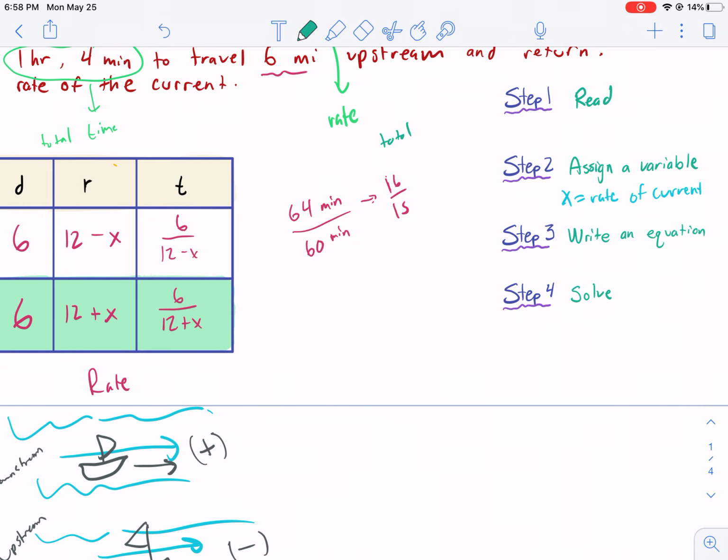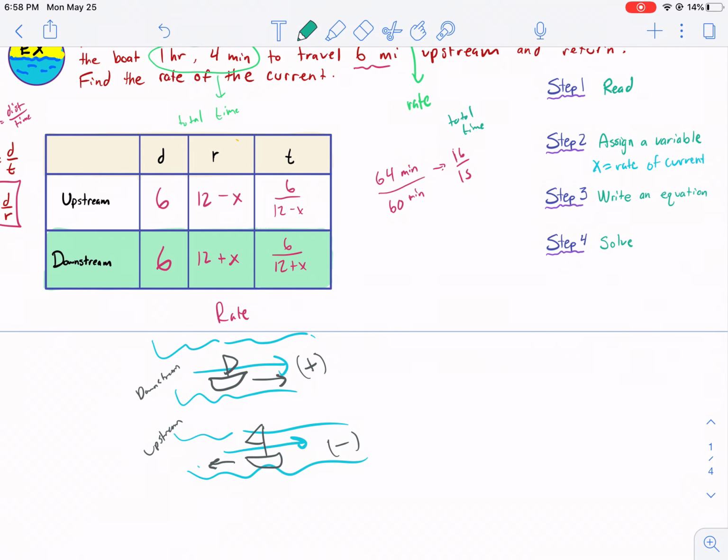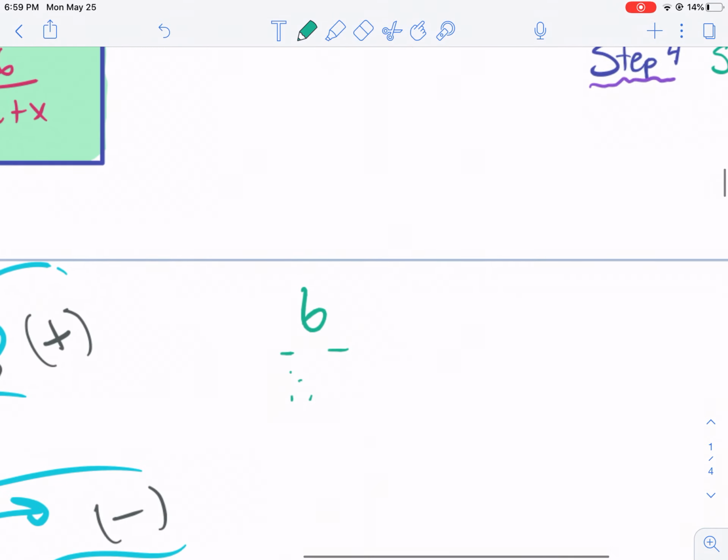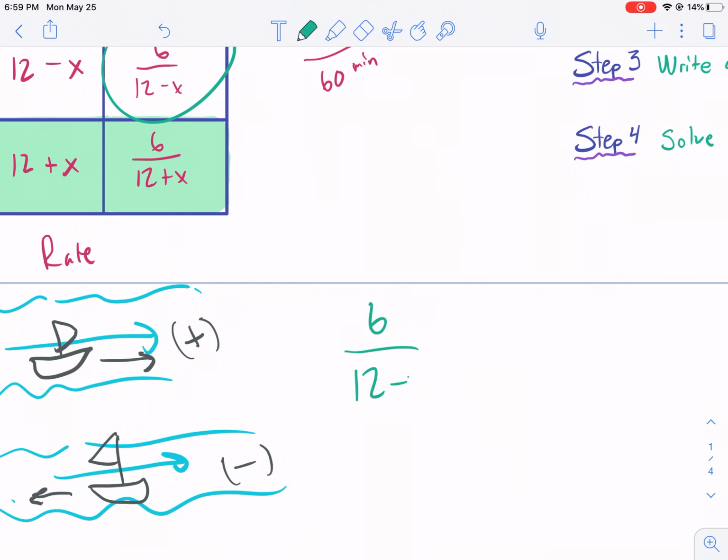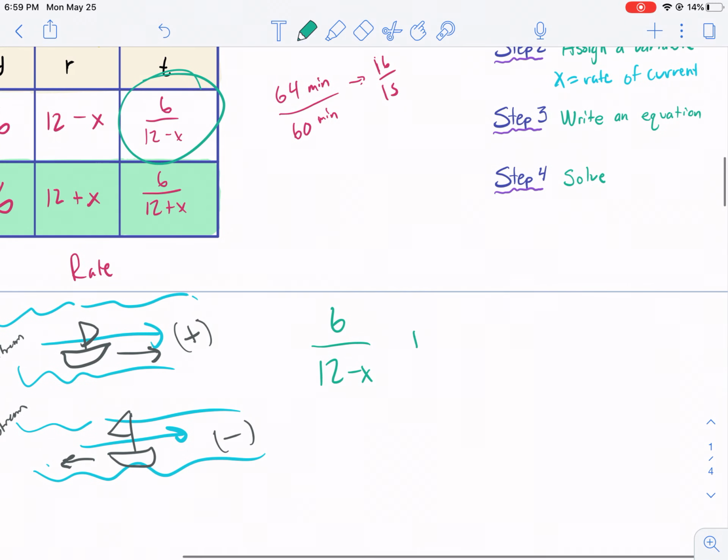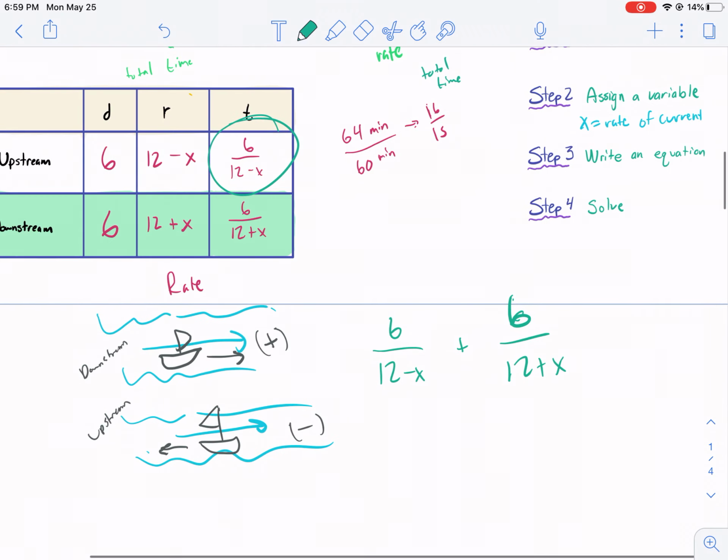Now, sorry, I kind of went on a little sidetrack here. What was I saying? Well, I was saying that our time upstream, 6 over 12 minus x, plus our time downstream, 6 over 12 plus x, needs to be equal to our total time, which we determined was 16 over 15 hours.